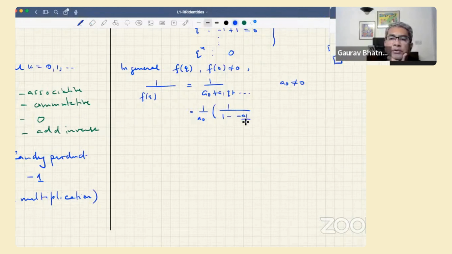Minus a1 over a0 and minus q maybe. So I'm taking this common, and then I have a minus q over a0 here. And then you have a1 plus a2q plus so on.